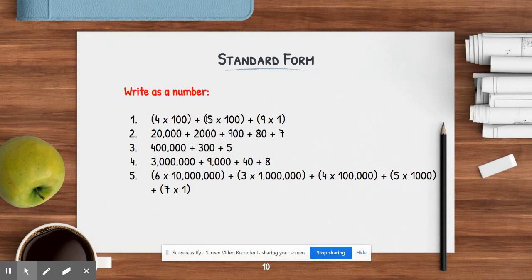Where we write it as a number. We simply write it as a number. Are any of these written in standard form yet? No, they are not. They're all written in some kind of expanded form, aren't they? So your job is to take a number like this and to write it in standard form.